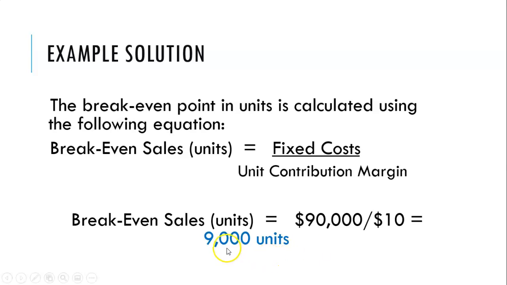Now, if we're the manager, we have to ask ourselves, do I think I can sell 9,000 units? Okay. And if I don't think I can sell 9,000 units easily, then this is not a product line we want to get involved in. If we say, oh, yeah, we should be able to sell at least 50,000 units, the break even won't be a problem, then this would be something that we would further investigate.